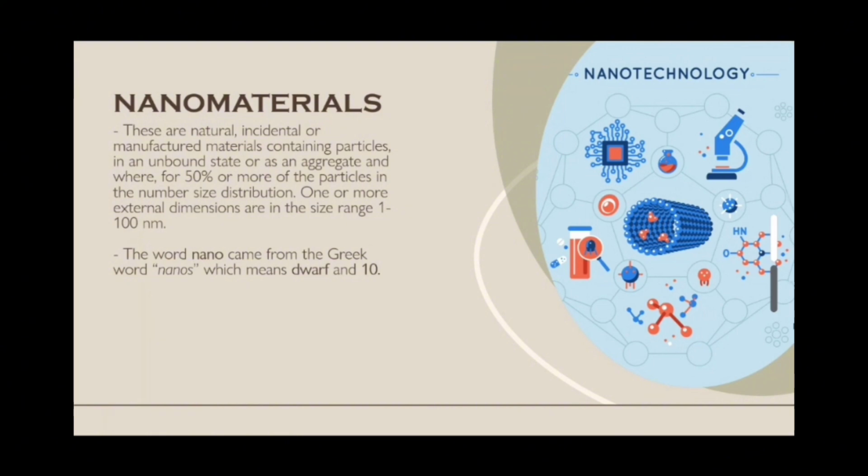Nanomaterials can facilitate the creation of small-scale products and processes at the nanoscale. The word nano in nanomaterials came from the Greek word nanos, which means dwarf. The word nano is used to refer to 10 to the power of negative 9, or a billionth part of 1 meter.